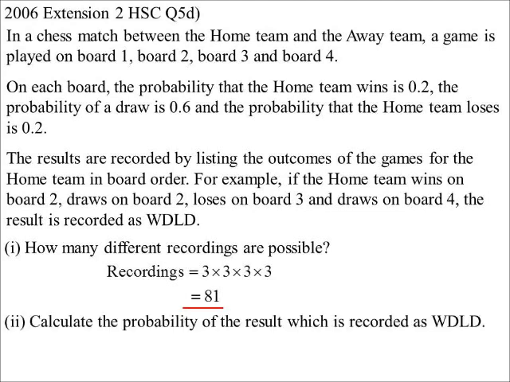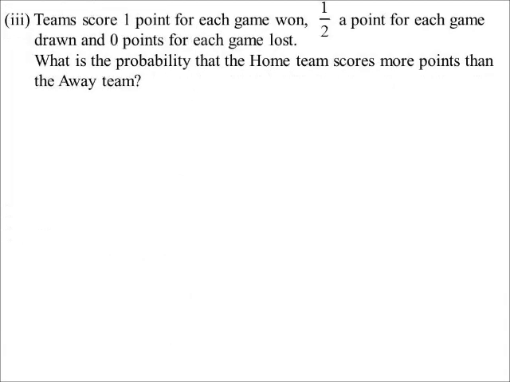So what's the probability of getting the result that went win, draw, lose, draw? Because remember, they're not equally likely. So we're going to take probabilities into account now. So probability of that W was 0.2. We said probability of home team winning was 0.2. Probability of that draw, 0.6. Probability of the loss, 0.2. And probability of the draw, 0.6. So actually it's not 1 in 81. It works out to be 0.144.